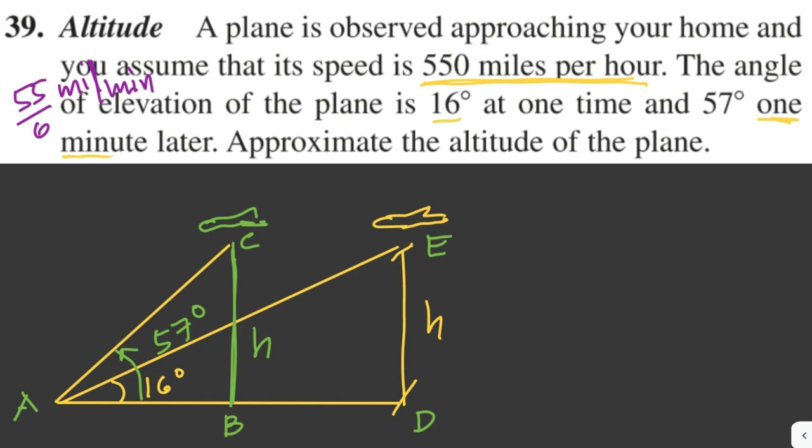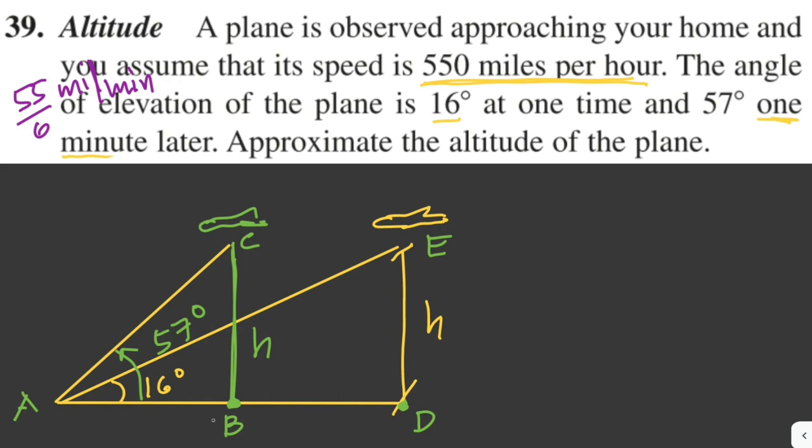Okay, it is stated here in the problem that the angle of elevation changes from 16 degrees to 57 degrees. So the plane, after 1 minute, traveled a distance from this point here, point B, to point D, or from point D to point B. So the plane traveled over the distance BD.